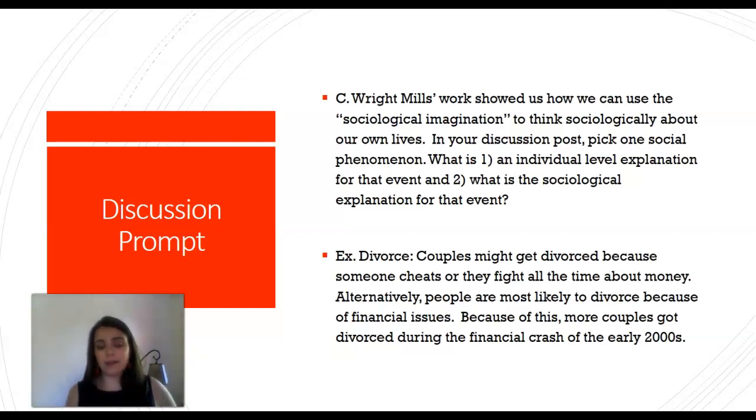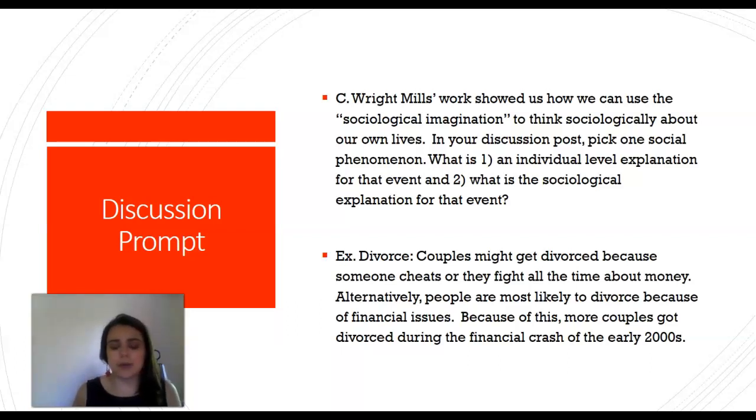So I have an example put down here of something you might write. So choose something other than divorce. Think about your own example. So the individual level is couples might get divorced because someone cheats or they fight all the time about money, right? That there's just some sort of issue within that individual couple that they can't resolve. If we think sociologically, we might say, alternatively, people are most likely to divorce because of financial issues. Because of this, more couples got divorced during the financial crash of the early 2000s.